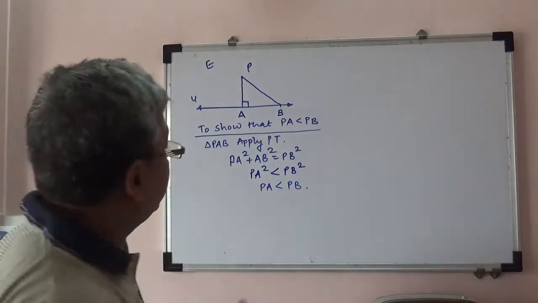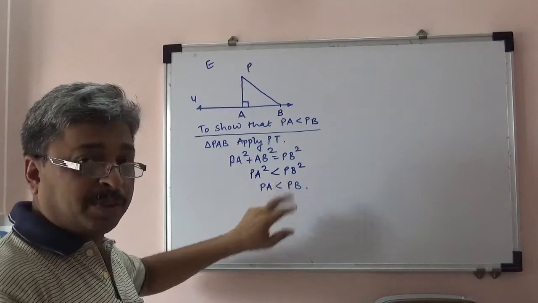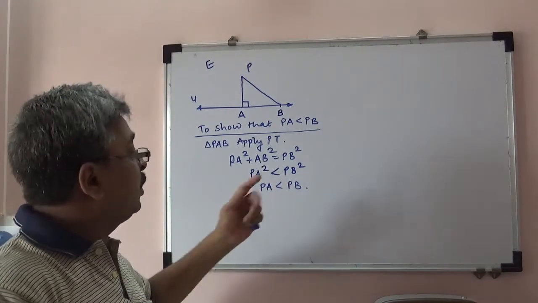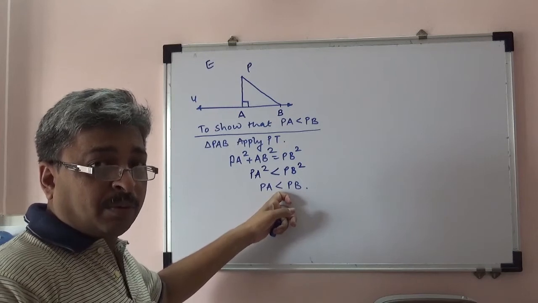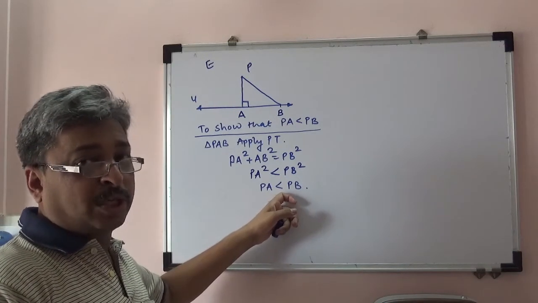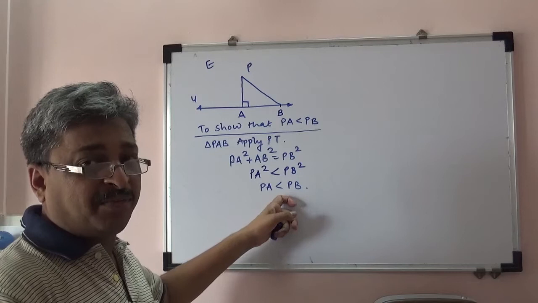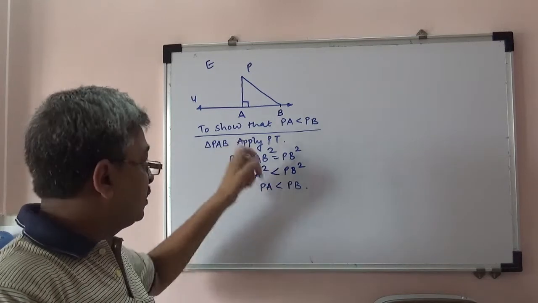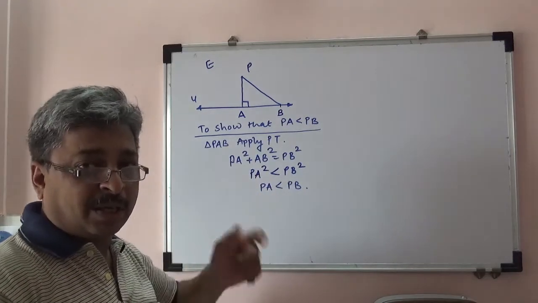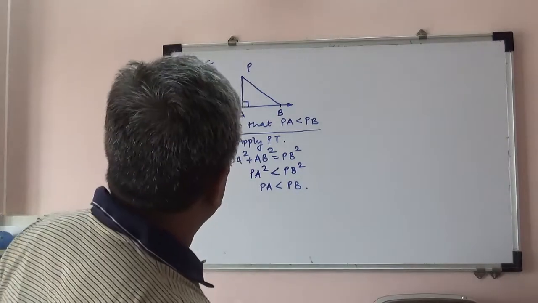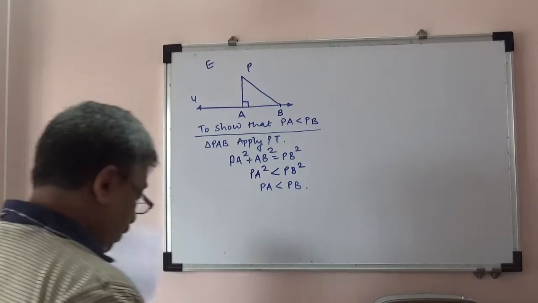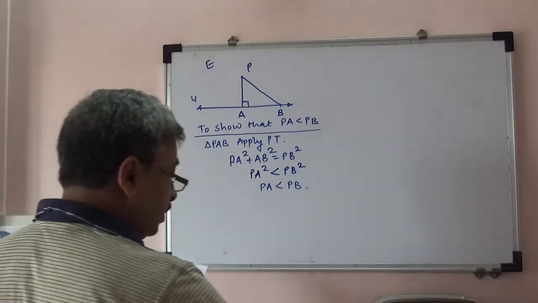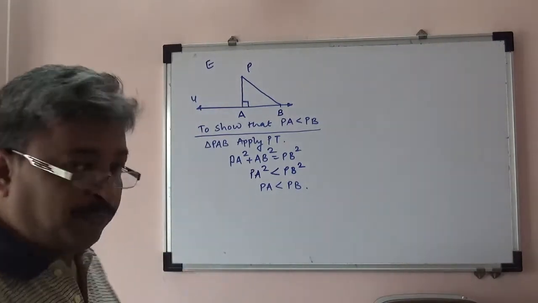Mind well, if these are real numbers, PA square is less than PB square, their square roots may not possess the same inequality, because if the square roots are negative numbers, then inequality might flip. But in this case, because they are distances, they are positive, and hence inequality continues to remain same. So this is our first result, that the perpendicular distance is the shortest distance.